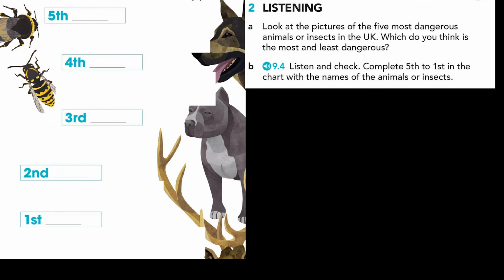So, David, what are the 5 most dangerous animals in the UK? Can you tell us in reverse order? I mean, starting with the 5th most dangerous. Yes, of course.